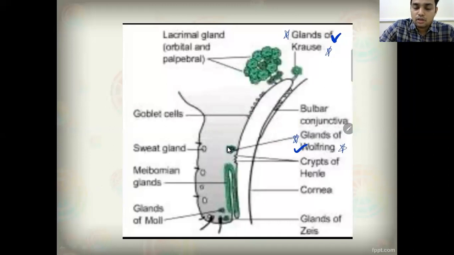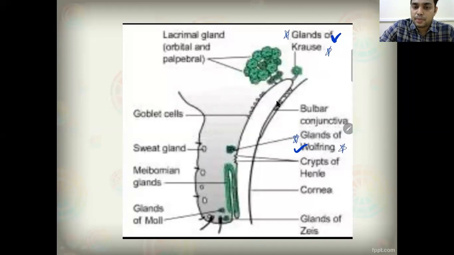These are small, compound, tubular glands. This is the eyelid, and here we see the eyelashes. This is the eyelid structure, and in the middle of the eyelids, we have the glands of Wolfring. This is one of the accessory lacrimal glands. And the other one is the glands of Krause.